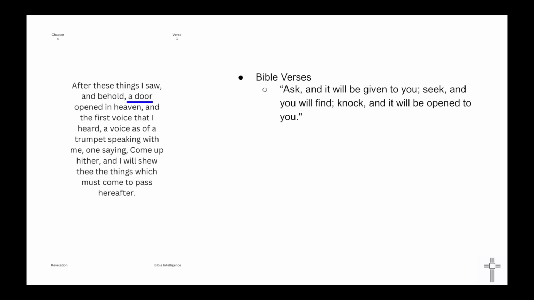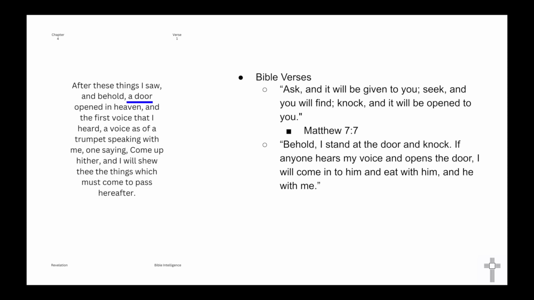We've got this verse here that says, "Ask and it will be given to you, seek and you will find, knock and it will be opened to you." Now that's Matthew 7 verse 7. We've also got Revelation chapter 3, which we've just gone through, which says, "Behold, I stand at the door and knock.